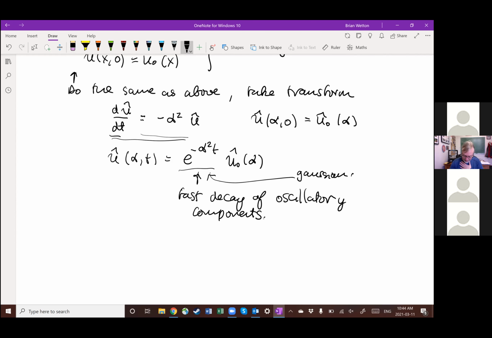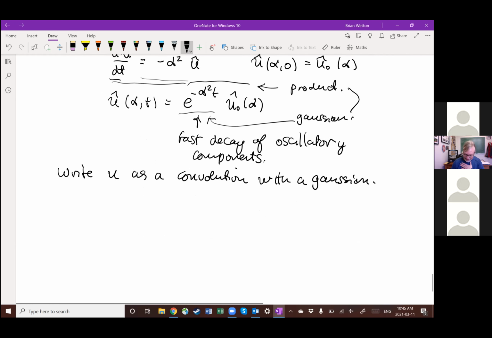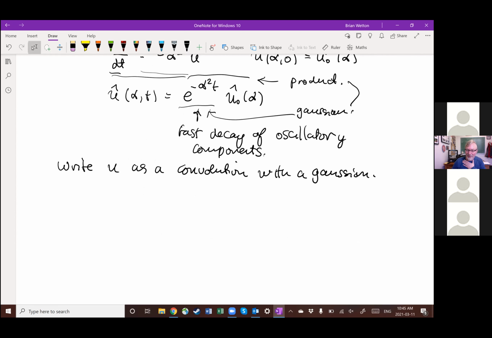Okay, and this is a product, right? So if I put those two things together, I know that I can write U as a convolution with the Gaussian. Wow, okay. So this is the fastest way I know to get the Green's function for the heat equation, is just using these properties of the Fourier transform.